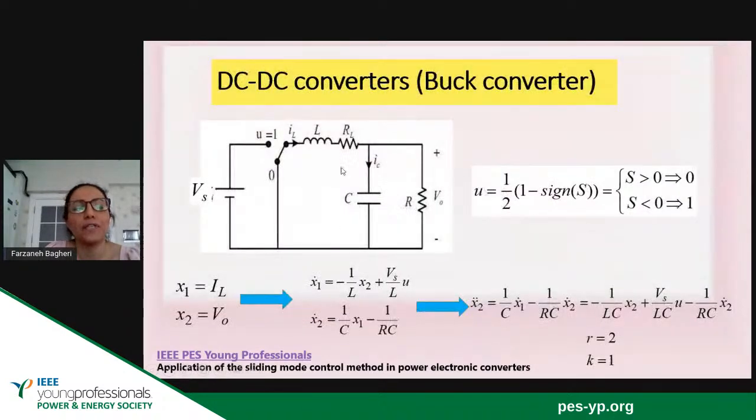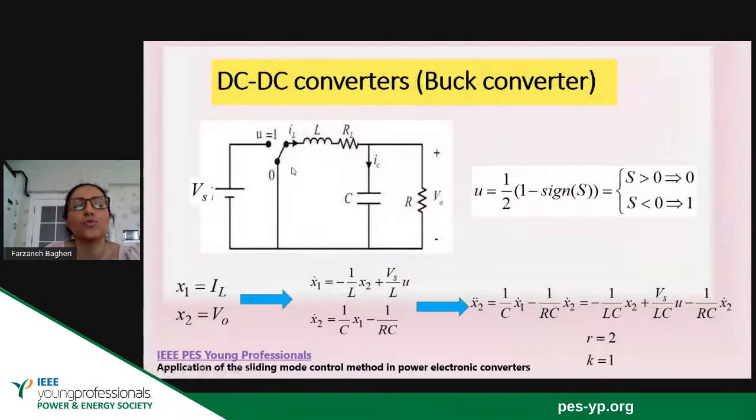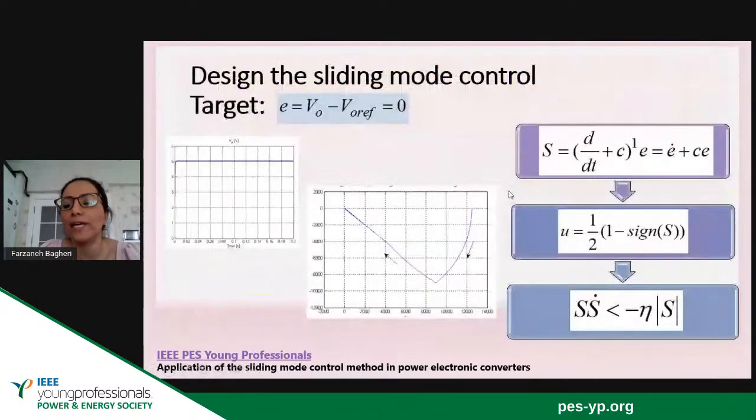So we will not work with L, we will not work with C, we will not work with R, and we will not work with the mathematical equation and the disturbances that are happening in the system. For example, the disturbances that we have in Vs, the disturbances that we have in the load. That's why we call the sliding mode control a robust control method. So the control input has been assigned before. It is 1 over 2 times (1 minus sign of s). And then you will apply this control input directly to this switch without using any modulation method.